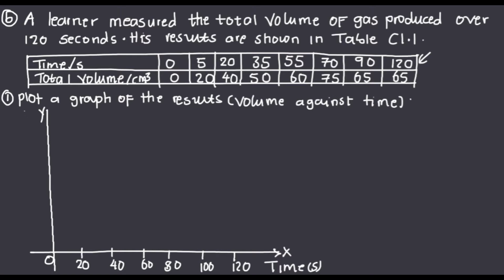Then in the y-axis, we are going to have volume in cubic centimeters. Which scale can we use? If you're using the actual graph paper, you can use the scale of 2 centimeters to represent 10, as long as you are able to reach the highest number. If you look at the numbers, the highest is 75. So at least if you are able to reach 80, then we are okay. So we have 20, 30, 40, 50, 60, 70, and 80 is somewhere here.